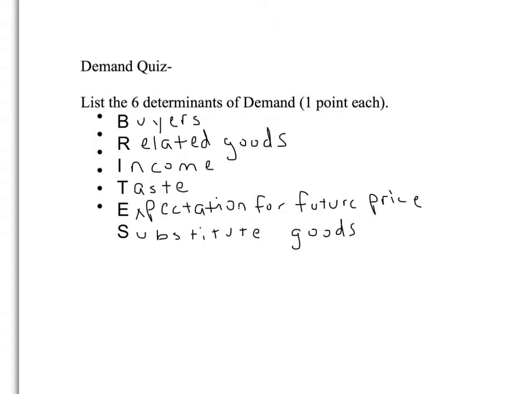The 6 determinants of demand are the number of buyers, the price of related goods, income, taste, expectations for future price, and the price of substitute goods. As stated before, textbooks and tests might call things a little bit different, but know that these are the 6 determinants.